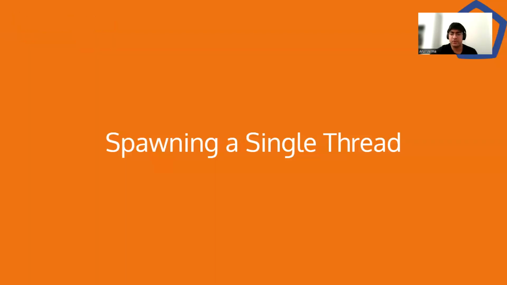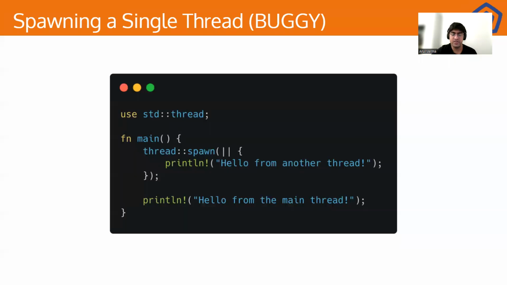So how do we spawn a single thread in Rust? Because this is the really important part, right? I can tell you this theory, but you have to know how to do it as well. So this is an example of some code to spawn a single thread.